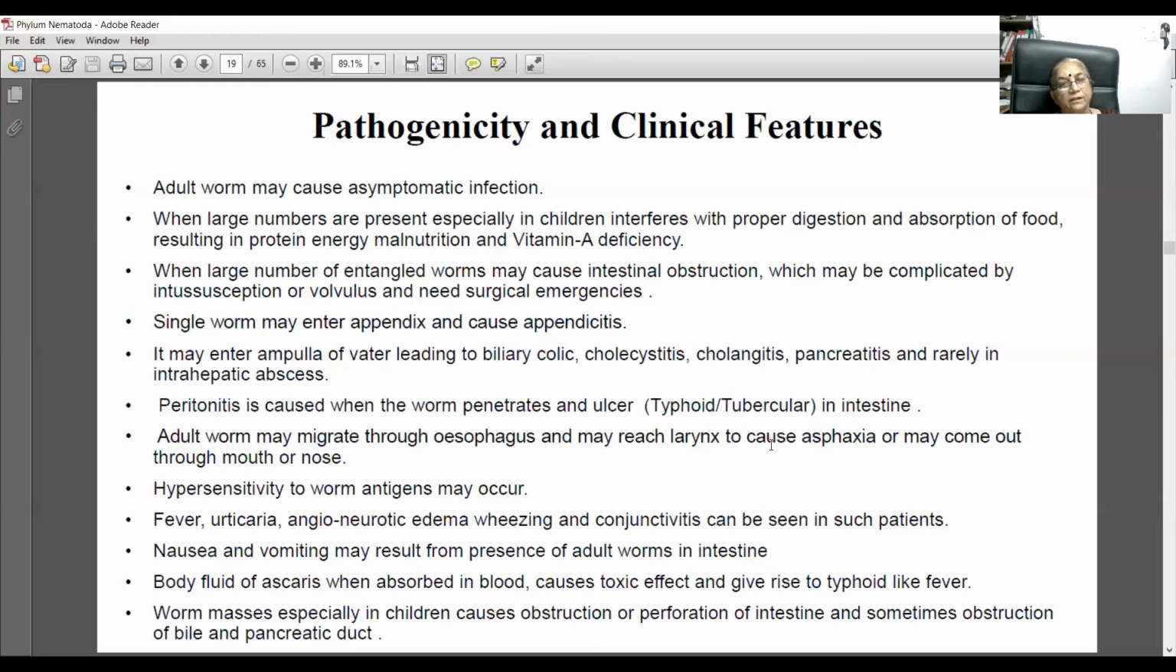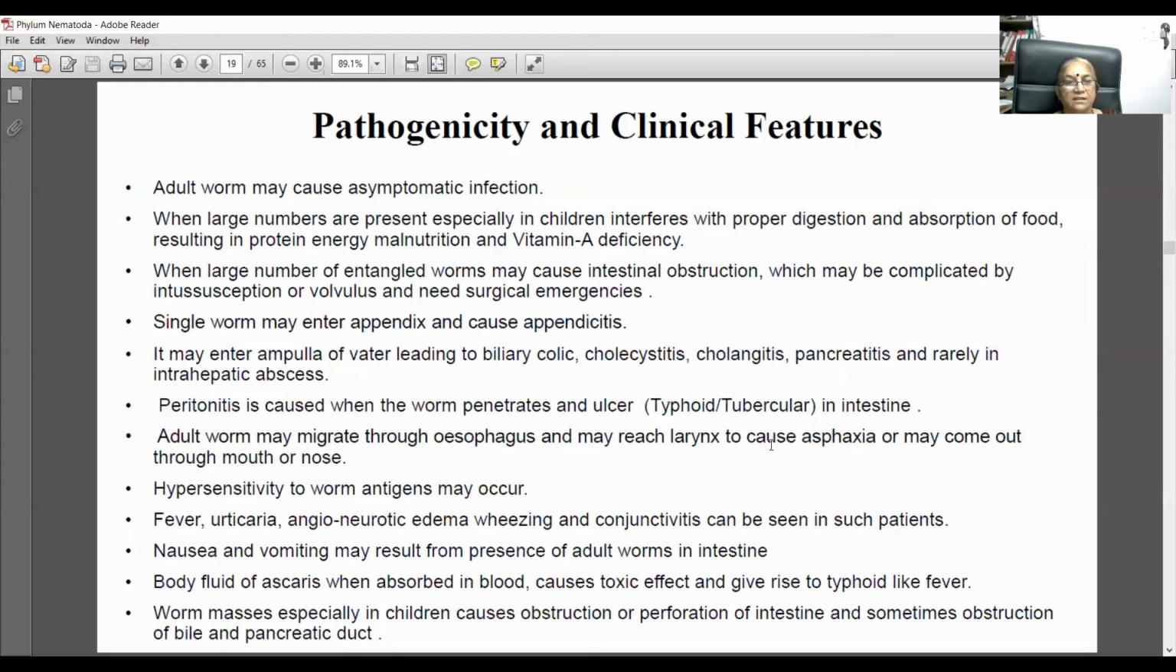Nausea and vomiting may result from the presence of adult worms in the intestine. Now, why nausea? Why vomiting? Again, same thing. Antigen antibody reaction occurs, and it is going to trigger the system, and because of this toxic effect, nausea and vomiting is induced.